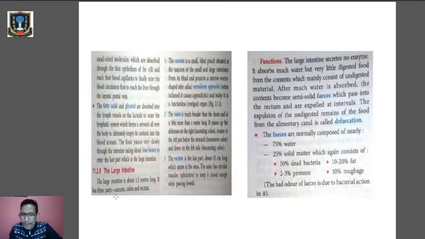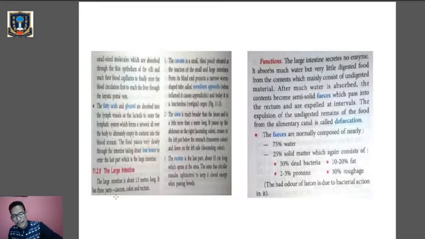Now from its blind end projects a narrow worm-shaped tube called the vermiform appendix. Remember, this vermiform appendix is a vestigial organ. It was functional in our ancestors, but at present it is non-functional. Its function was to digest the cellulose present in raw plants that our ancestors used to eat. But nowadays we eat well-cooked food, that's why there is no need of the appendix, and it remains as a vestigial organ.